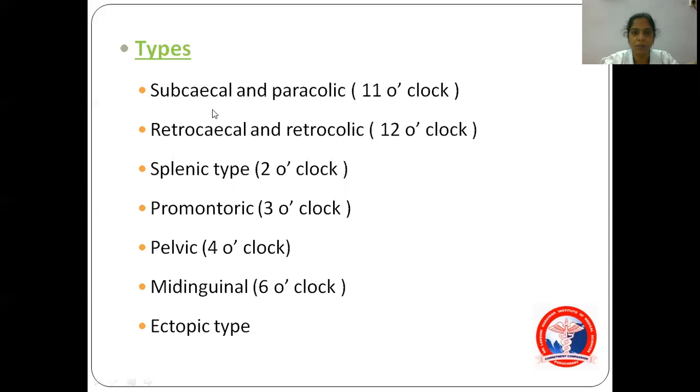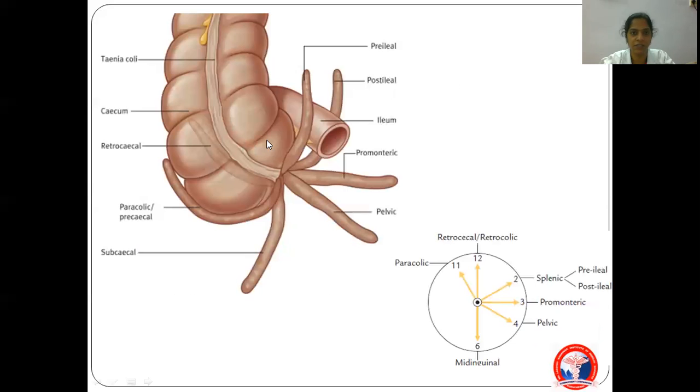They are subcaecal or paracolic, 11 o'clock position. Retrocaecal or retrocolic, 12 o'clock position. Splenic type, promontoric type, pelvic type, midinguinal type, ectopic type. So these are the types of appendix. We'll discuss with a picture. Here you can see this is the tinea. When you trace the tinea, you can find the base of the appendix.